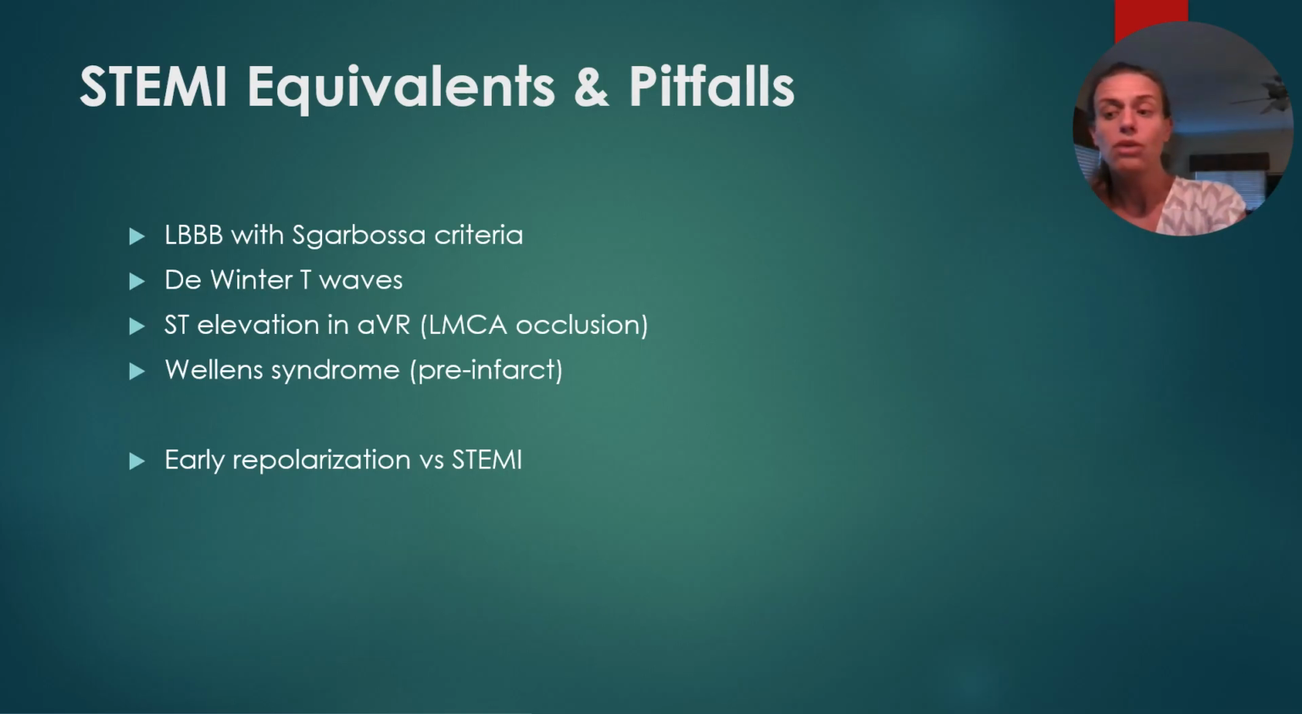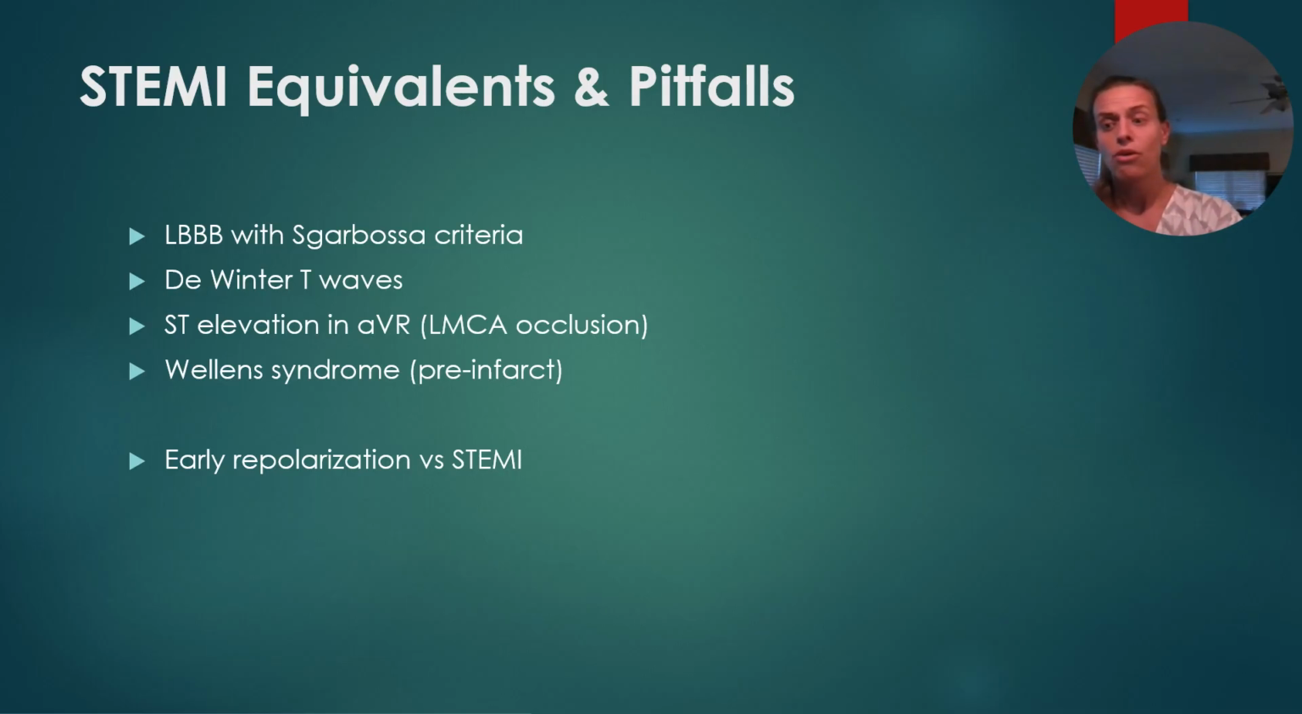So the De Winter T waves. In this aspect, instead of seeing ST elevation, you would see upsloping ST depression and tall peaked T waves in the precordial leads. Okay, so this has to do with a proximal LAD occlusion. This is not a STEMI, but it is a STEMI equivalent, and it should be treated exactly like a STEMI. Okay, still rapid transport, give all the treatment of a STEMI.